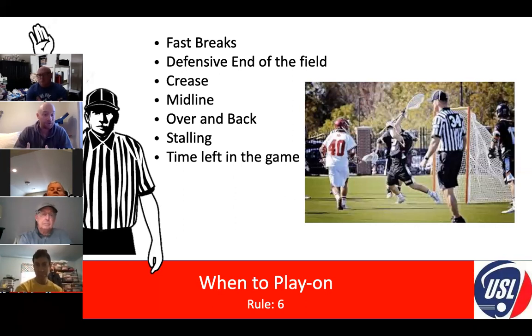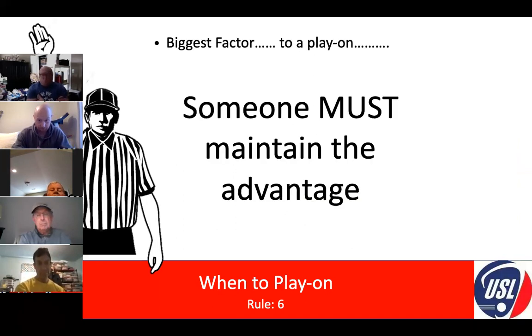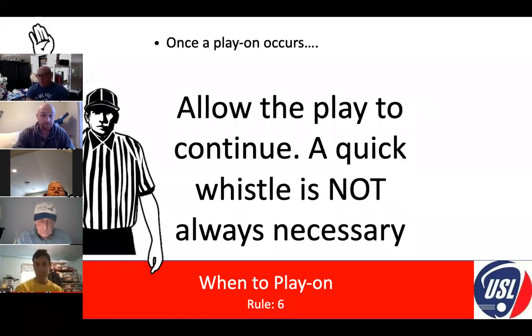What is happening on the field? We have to view everything. All of these things come into play when we're using the play on technique and recognizing possessed or loose technical fouls. The biggest factor to the play on is that someone must maintain the advantage. No matter what, someone's getting this ball. If we yell play on, one team's getting that ball, unless something else happens, like a dead ball. Someone must maintain the advantage during a play on scenario.